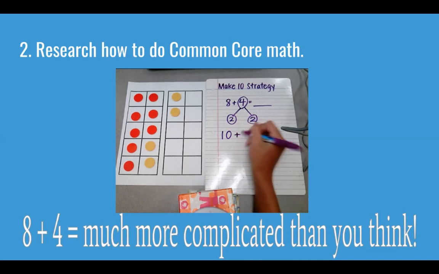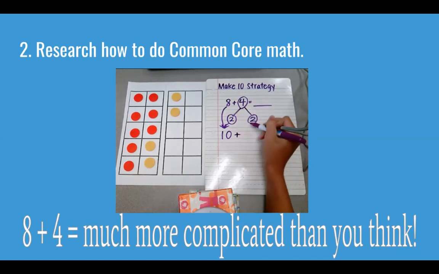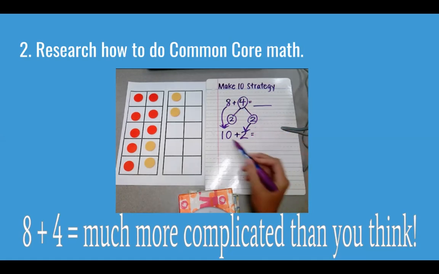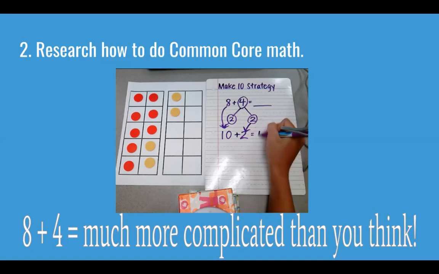Because now we brought those two down, now we can bring over what's remaining, the 2, to create a much easier problem, a much easier number sentence. This number sentence is much easier for kids to see and instantly recognize the answer. 10 plus 2 equals 12.